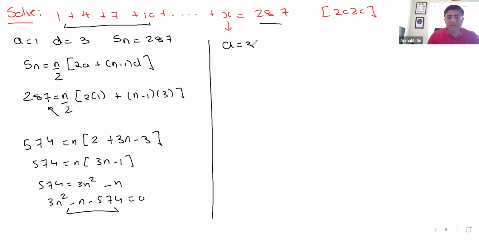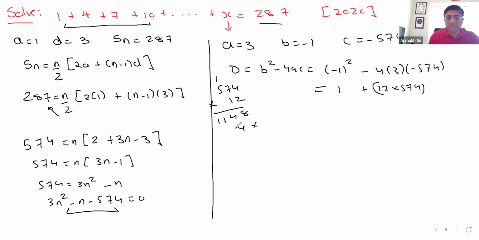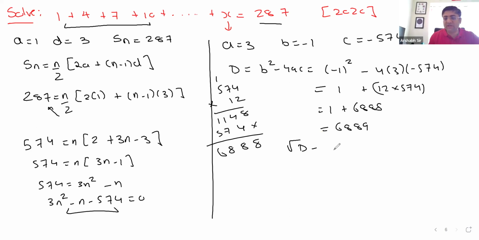So what is the value of a? 3. What is the value of b? Minus 1. The value of c is minus 574. So we'll first find the discriminant, that is b square minus 4ac. So b square minus 4ac will be 1 plus 12 into 574, right? 1 plus 6888, that is 6889. Now we need the square root of the discriminant. So we will find the square root of 6889.